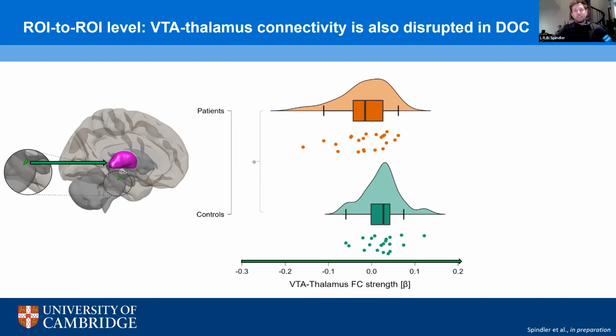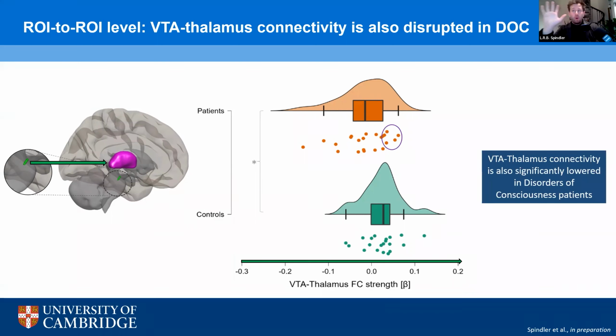And the fact that we were not able to capture this in seed-to-voxel-based analyses is probably that there's a subsample of the patients that maintain levels that are above the control mean. And this is something that I will come back to in a little bit. But overall, it's certainly the case that there is an overall VTA-thalamus disconnection in disorders of consciousness as well, in addition to the VTA disconnection from the precuneus.